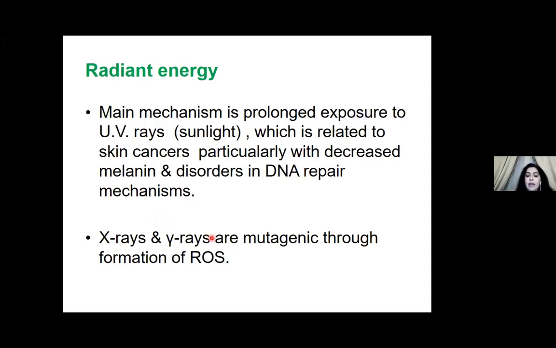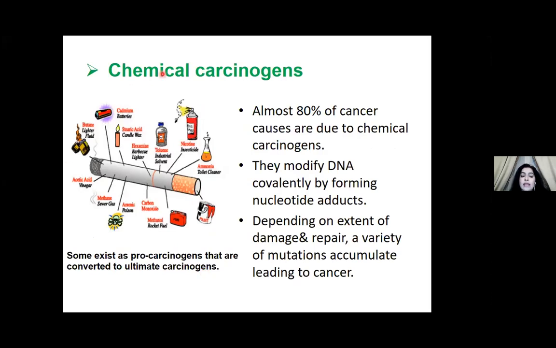Also, X-rays and gamma rays are mutagenic because, for example, X-rays cause double strand breaks in the DNA, in the chromosomes, and both X-rays and gamma rays result in excessive production of reactive oxygen species, which lead to DNA damage as well. So let's move to the chemical carcinogens.